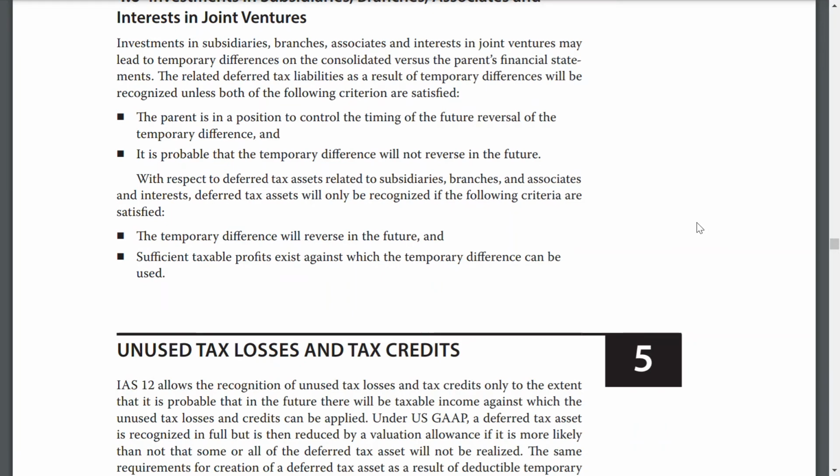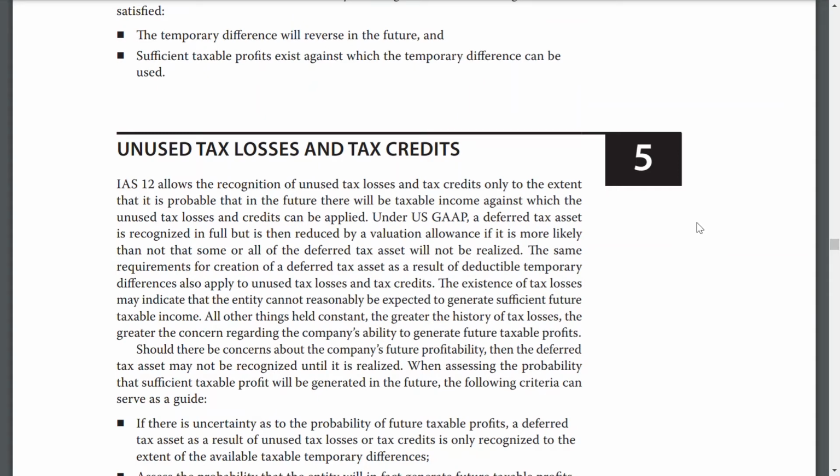Deferred tax assets will only be recognized if the following criteria are satisfied. The temporary differences will reverse in the future, and sufficient taxable profit exists against which the temporary differences can be used. Unused tax losses and tax credits. IAS 12 allows the recognition of unused tax losses and tax credits only to the extent that it is probable that in the future there would be taxable income against which the unused tax loss and credit can be applied.